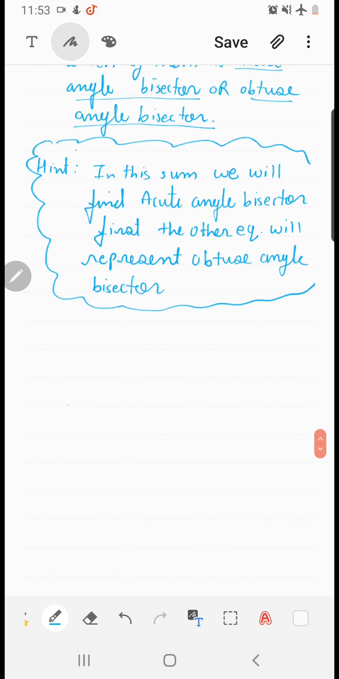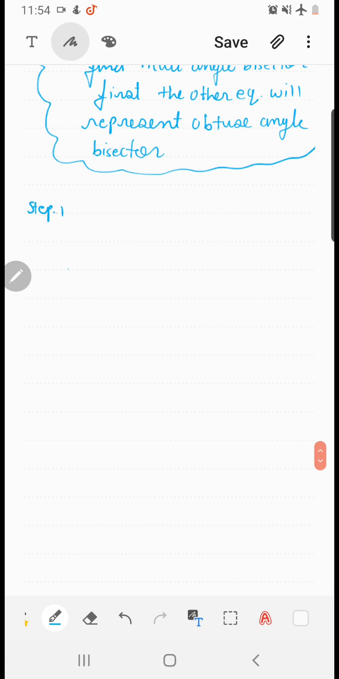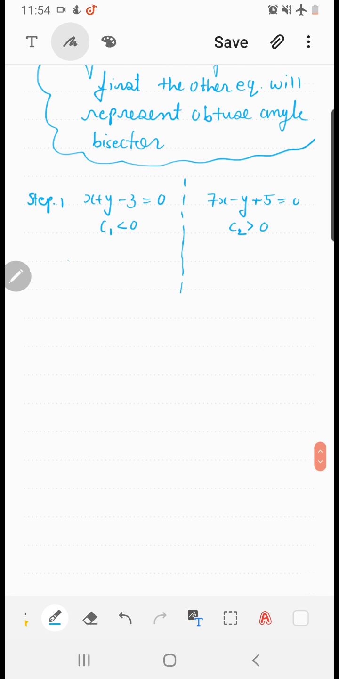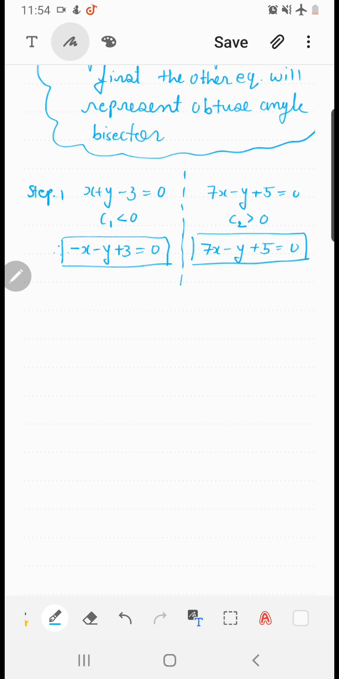Now as decided, we're going to follow the three steps here. So let's start with step number 1. We'll take both the equations. The first equation is x plus y minus 3 equal to 0. The second equation is 7x minus y plus 5 equal to 0. As decided, here the constant term is negative, here the constant term is positive. So there is a problem in C1, so we multiply with a negative sign. So minus x minus y plus 3 equal to 0. We get the first equation here. The second equation, there will be no change, but still I ask you to rewrite it and put that in a box. So step 1 is over.